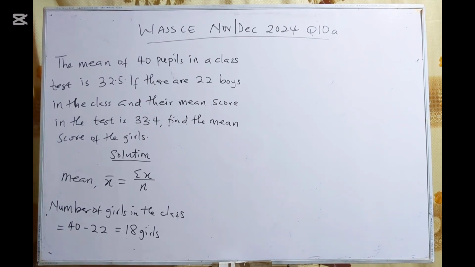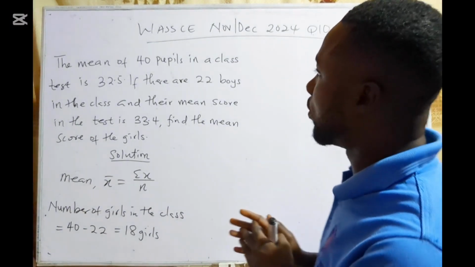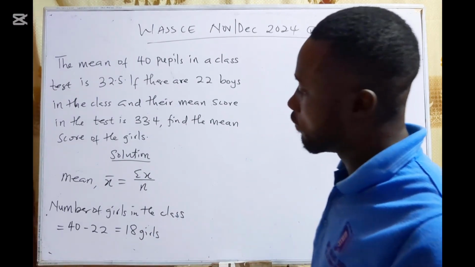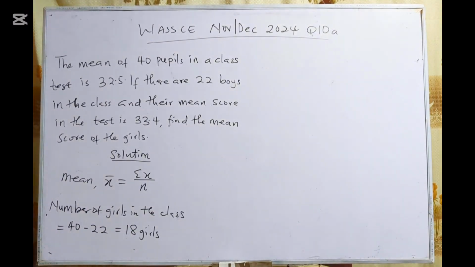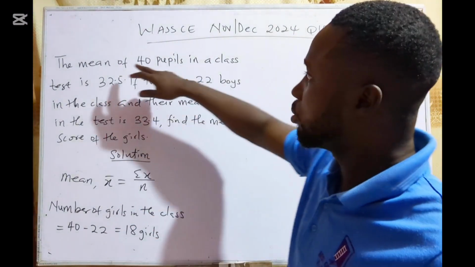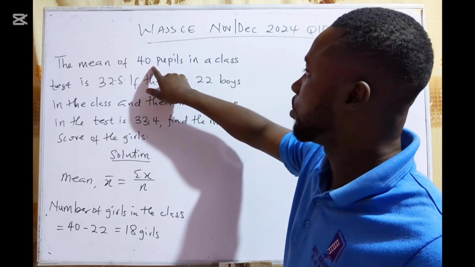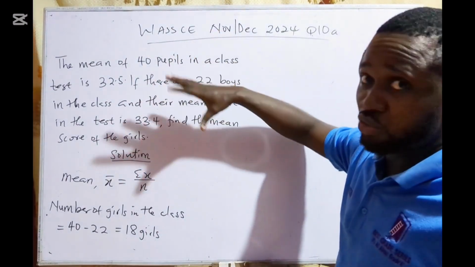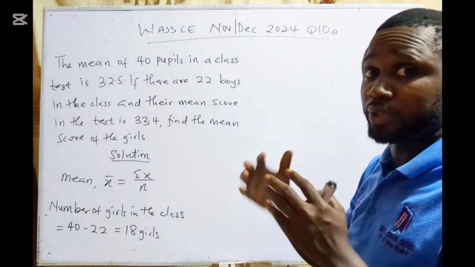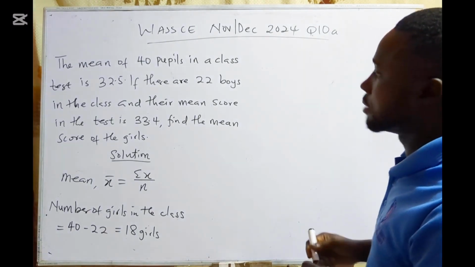Is that okay? So what is now left is to look for the total marks of the girls so that we can divide by the 18 and get the mean score of the girls. So one, we can get the total score of all the class, because we have 40 people in the class, their mean score is 32.5. And then we also get the total score of all the 22 boys. And then when we subtract, that will give us the total score of the girls.